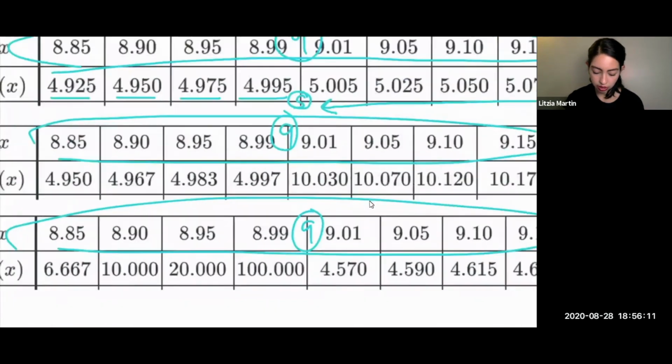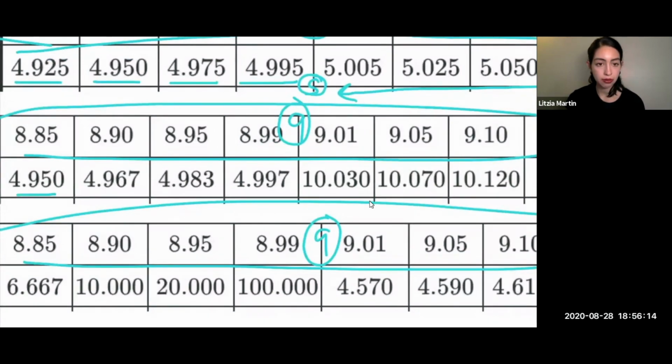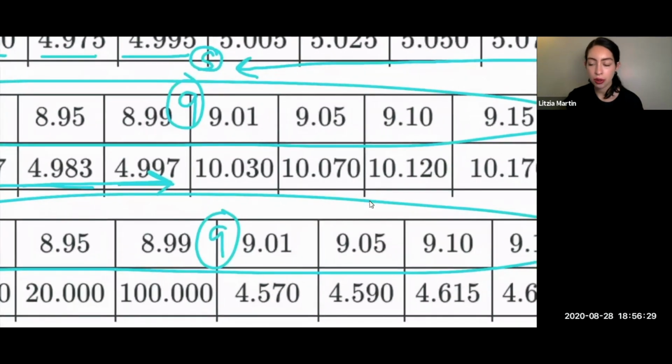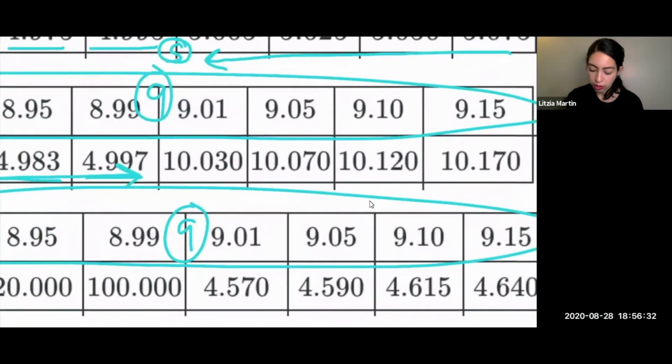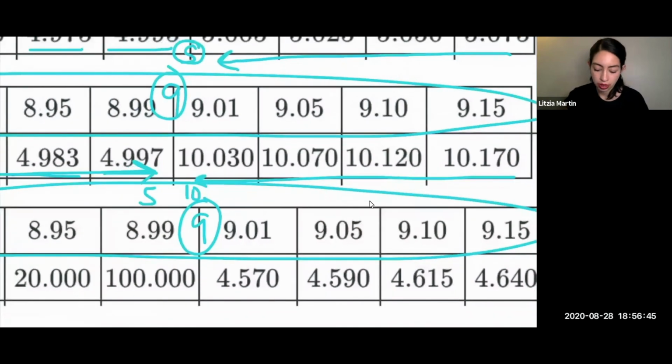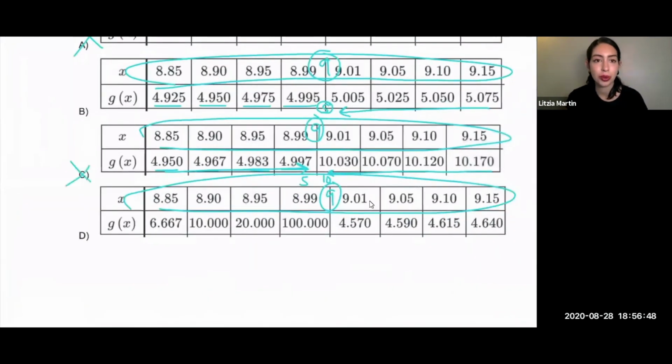If we look at the next table, we see 4.95, 4.67, 4.983, 4.997. So those are all approaching 5 on this side. But if we look on the other side of 9, notice how these y values are all approaching 10. So we've got 5 on one side and 10 on the other side. That's not going to work out. We need our limits to be approaching the same from both sides. So this table, C, is not going to work for us.